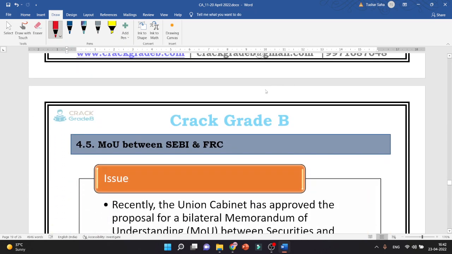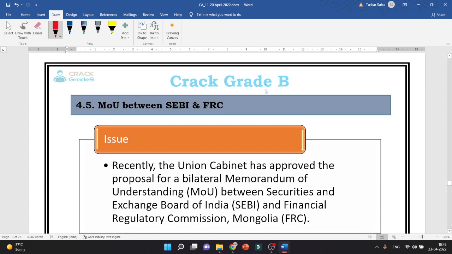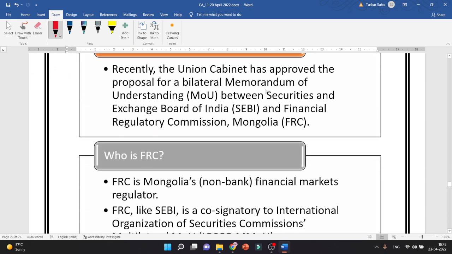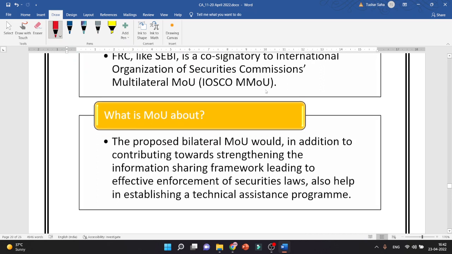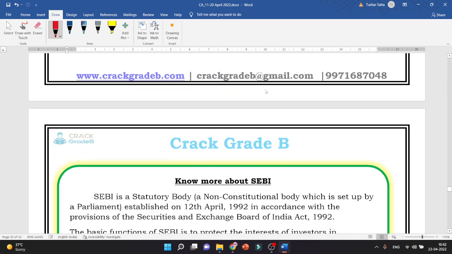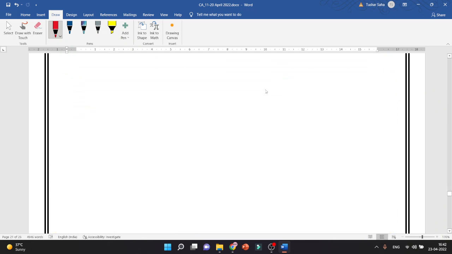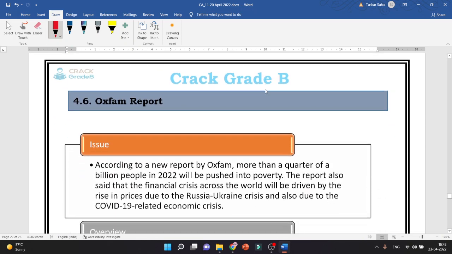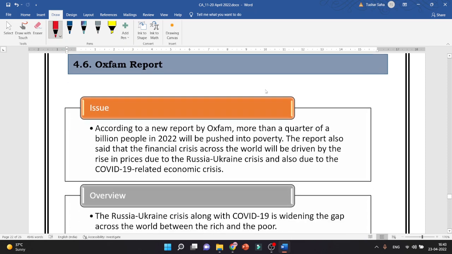So now, MOU between SEBI and FRC. So FRC is the financial regulator for Mongolia, right? So why has it been signed? It has been signed to strengthen the information sharing framework leading to effective enforcement of securities law and also help in establishing a technical assistance program, right? So with this we have, okay, so there is also an Oxfam report, right?